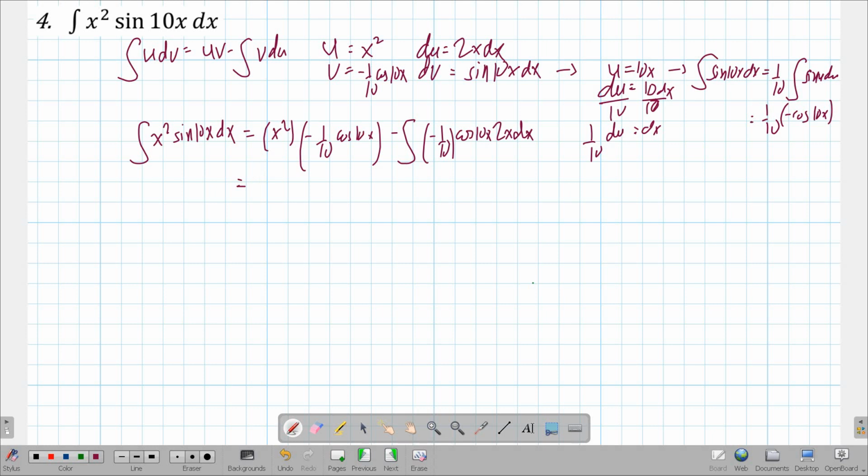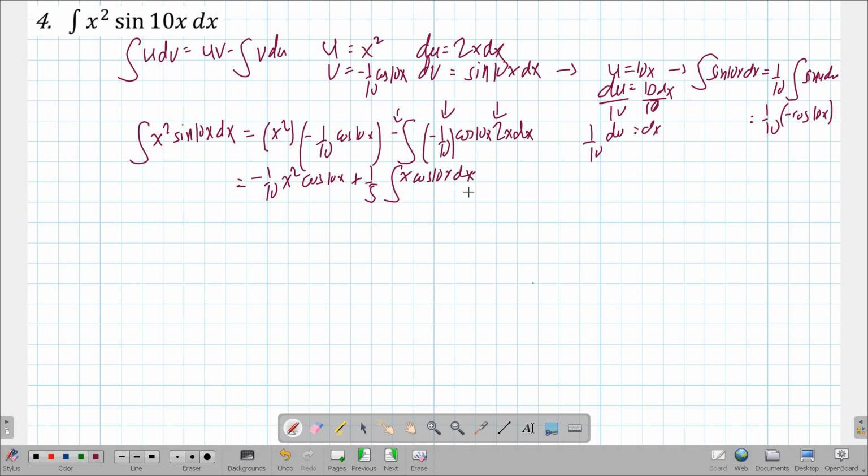So I'm going to have negative 1 over 10 x squared cosine 10x. In this case, I'm going to bring it out as positive 1/5. So how did it become positive? That's negative 1 over 10 times 2, then the negative sign. Plus 1/5 integral of x cosine 10x dx.